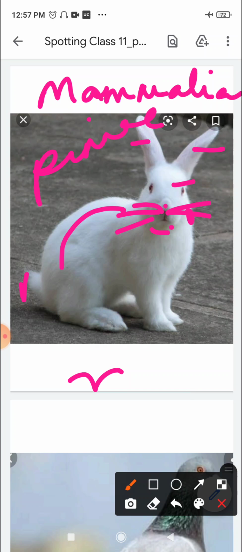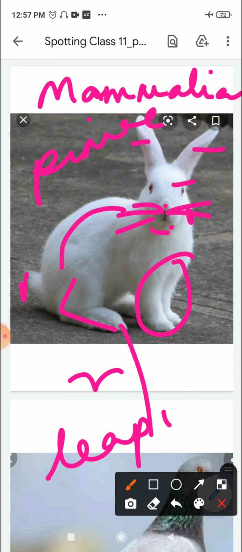Looking at the forelimbs, they are shorter and are used for burrowing. Whereas the hind limbs, if you look at the specimen itself, are longer and they help in leaping. Leaping is taking long jumps. So it helps in leaping.